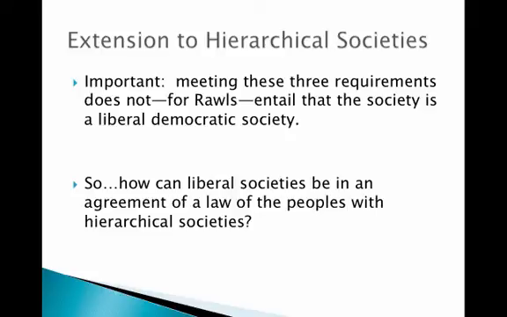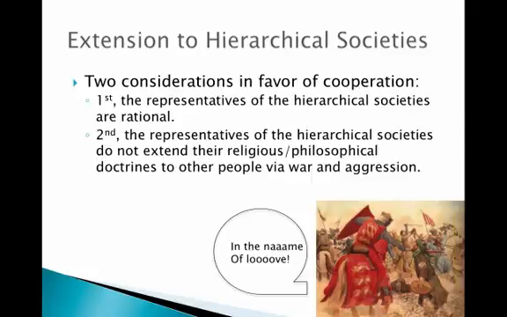Another important point. Meeting these three requirements does not, for Rawls, entail that the society is a liberal democratic society. So the question is, how then can liberal societies be in agreement on the law of peoples with hierarchical societies? Well, Rawls gives two considerations in favor of cooperation. First, the representatives of the hierarchical societies are rational, and second, the representatives of the hierarchical societies do not extend their religious philosophical doctrines to other people via war and aggression. So they're not aggressive and they're rational, they're not squirrels.